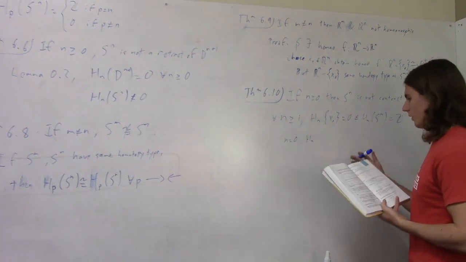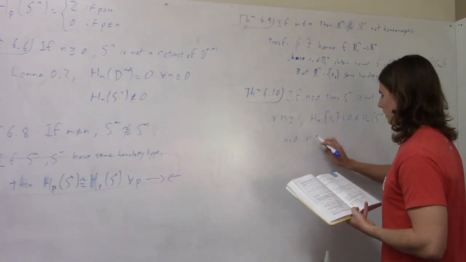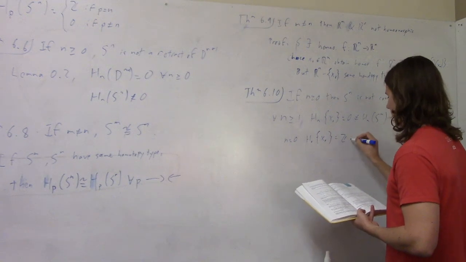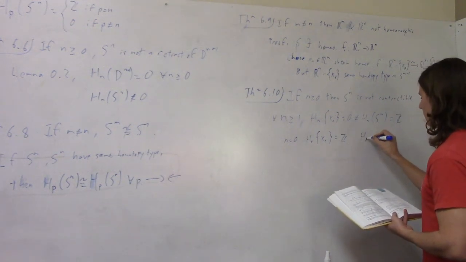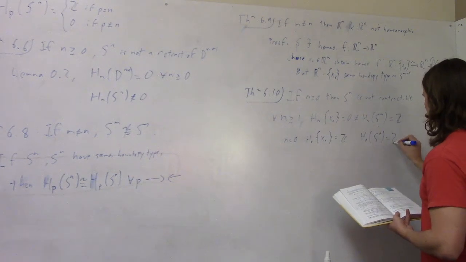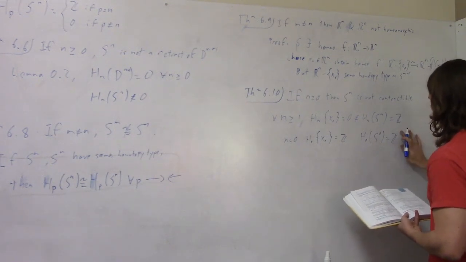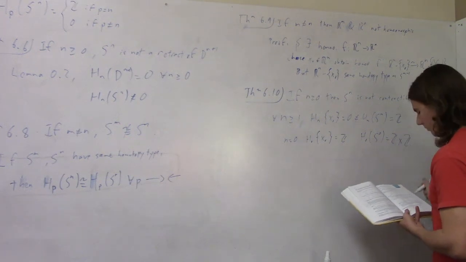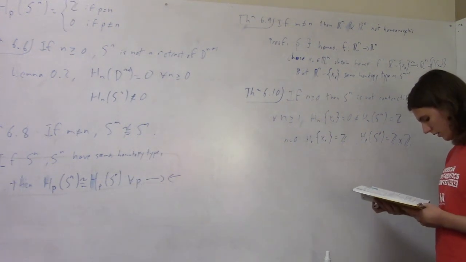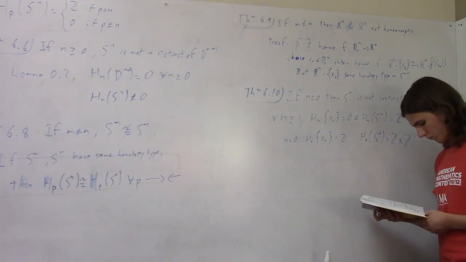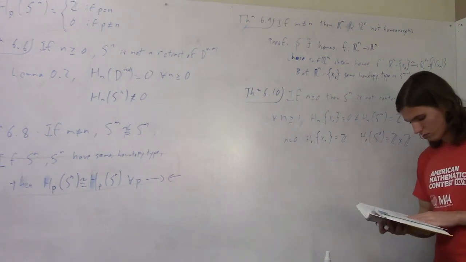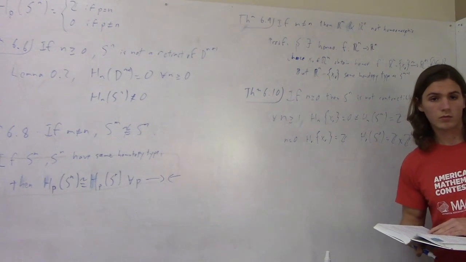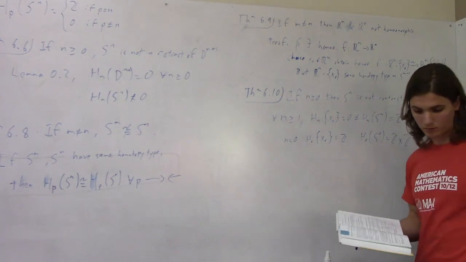Alright, for n equals 0, H0 of a point would be Z. But you have Z2, right? Right. But H0 of S0 is equal to Z2. Z cross Z, to be unambiguous. Yes. Okay, yeah.